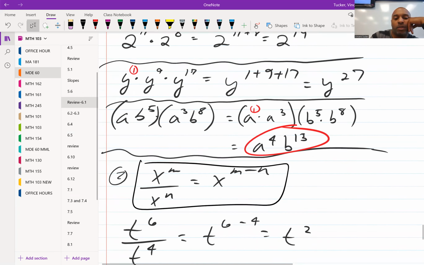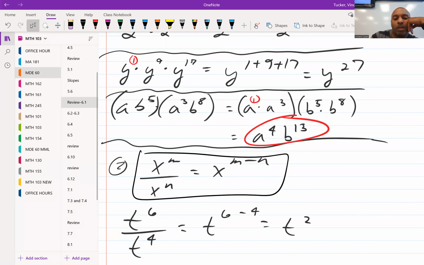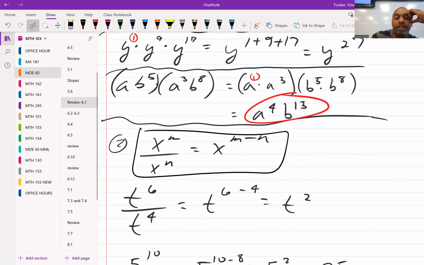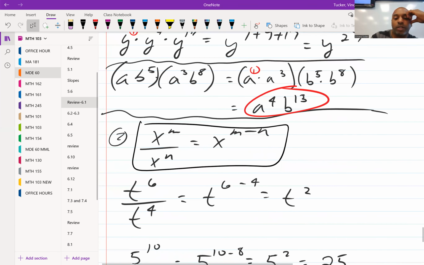So next one is division. If we divide on like bases, then we can subtract our exponents. So t to the 6th power divided by t to the 4th power. 6 minus 4 is 2, so that's t to the 2nd power.